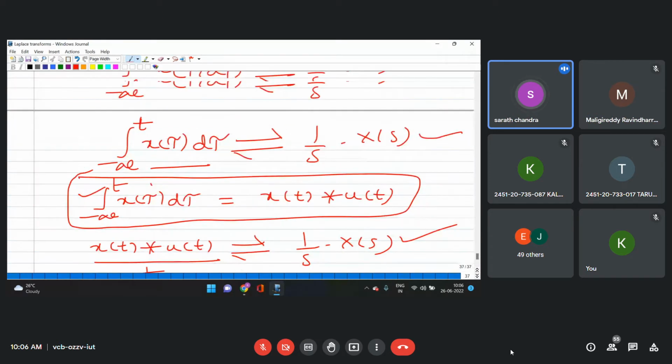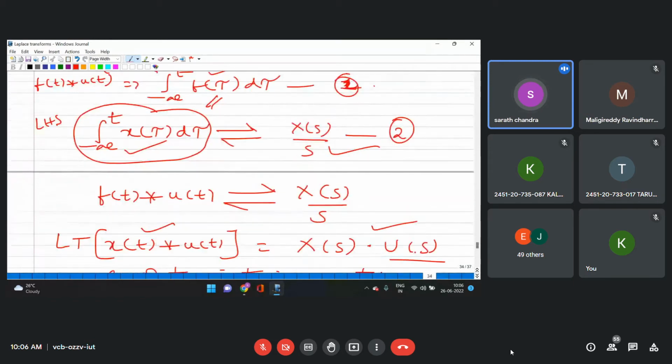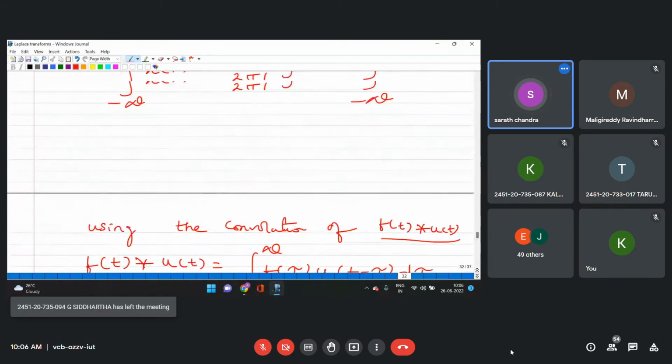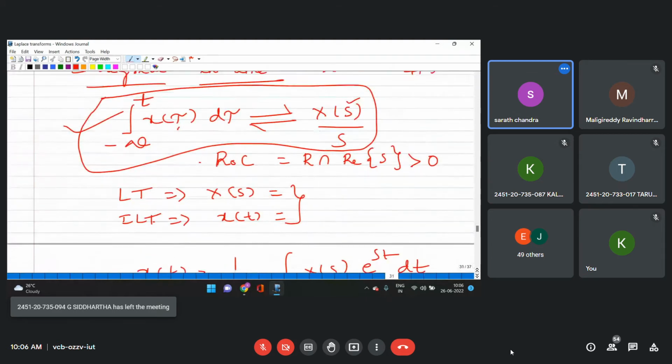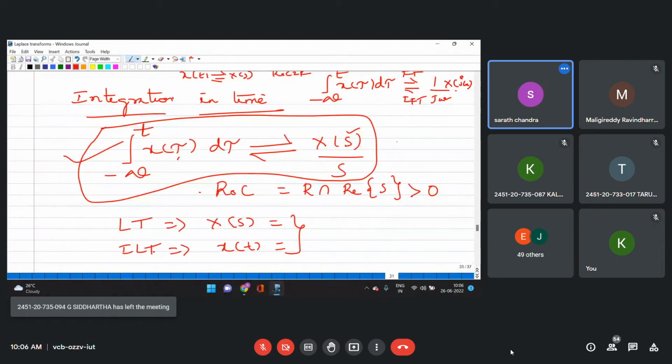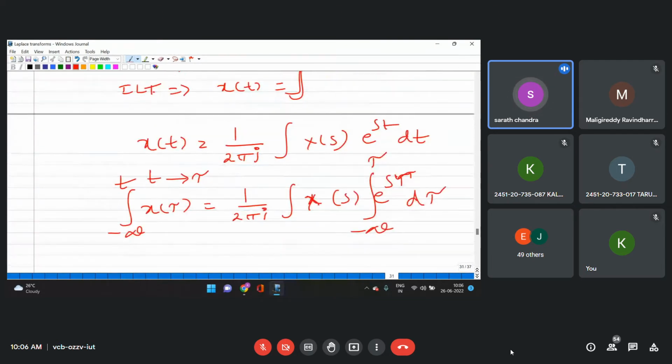I'll just repeat it, just go through this complete derivation. Now this is the property, this is the property, this is the ROC. So as I said, we have to go like this, right? So I have to go with X of T, replace T with tau, take integration on both sides.